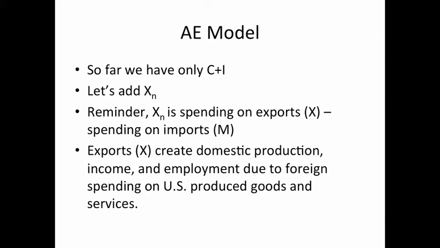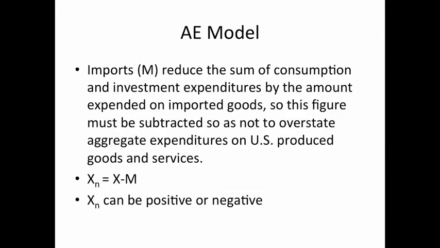So exports, X, represent goods that are produced here in the United States but are sold abroad. So money comes into the United States and the production leaves the country. This creates domestic production, therefore income and employment, due to foreign spending on goods produced in the United States. Of course, imports are the opposite. Imports are goods that are purchased by US households or US businesses, and these goods are being produced abroad. So money flows out of the United States and these goods come into the United States.